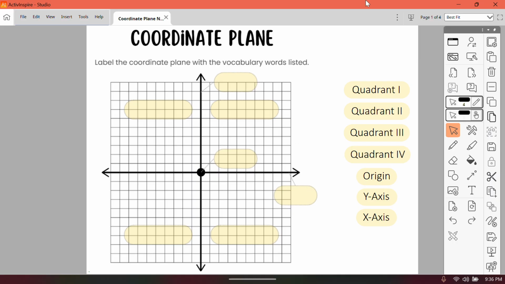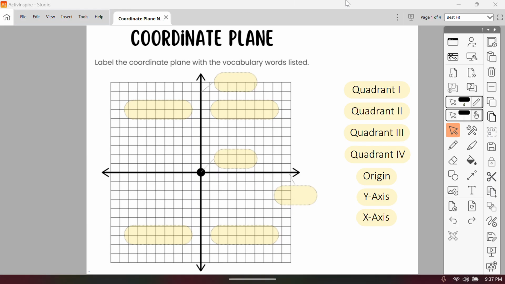Hopefully, this, which maybe you call a graph, but it's called a coordinate plane, hopefully this doesn't seem completely unfamiliar to you. Okay, I've got 7 vocab words that we're going to label on here, starting with quadrants. And quad means 4, so that's why we have 4 quadrants here. And we're going to label them.